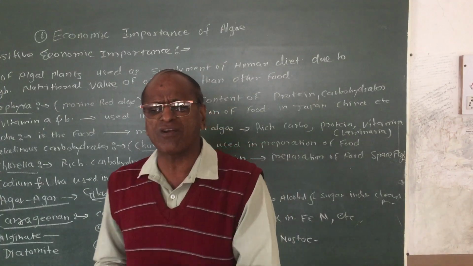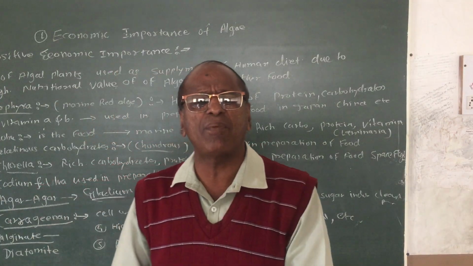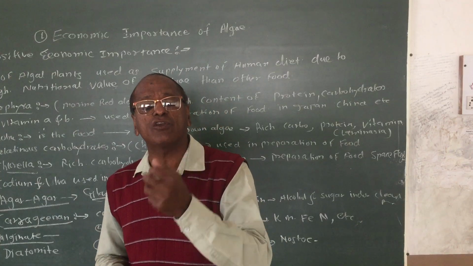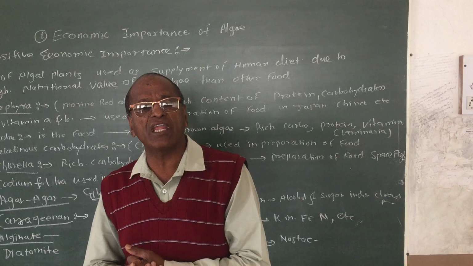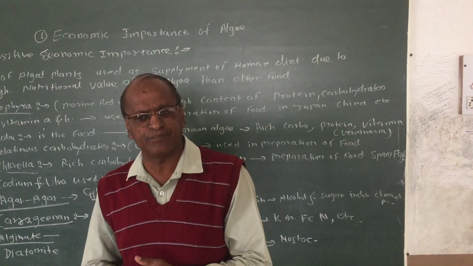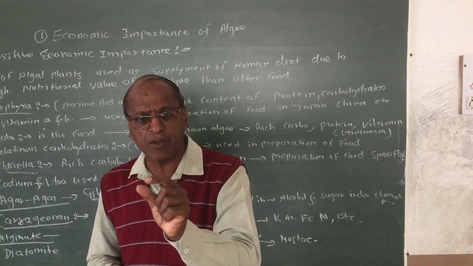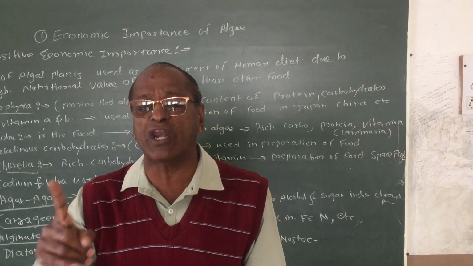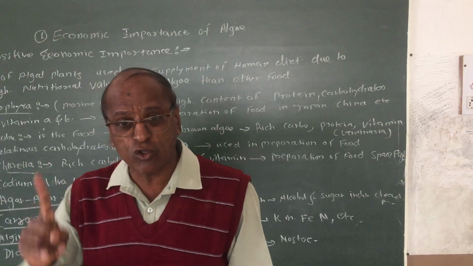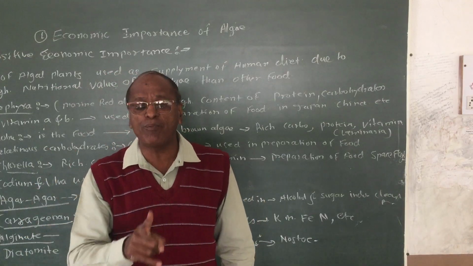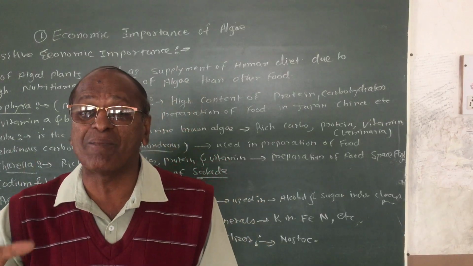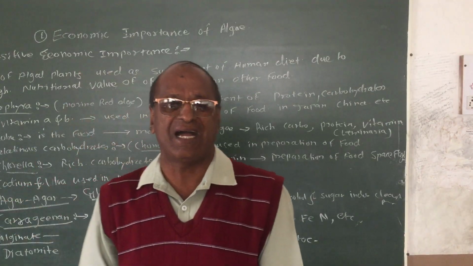The next important character, some algal plants may be utilized in the preparation of an antibiotic, chlorellin. The chlorellin antibiotic may be extracted from the algal plant Chlorella. This chlorellin plays an important role in stopping the growth of some harmful bacteria.